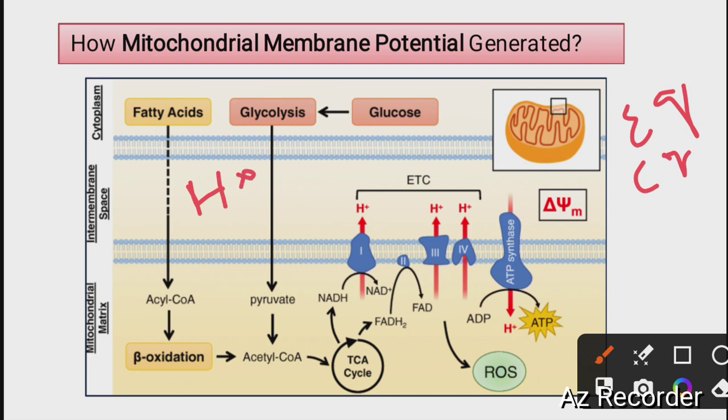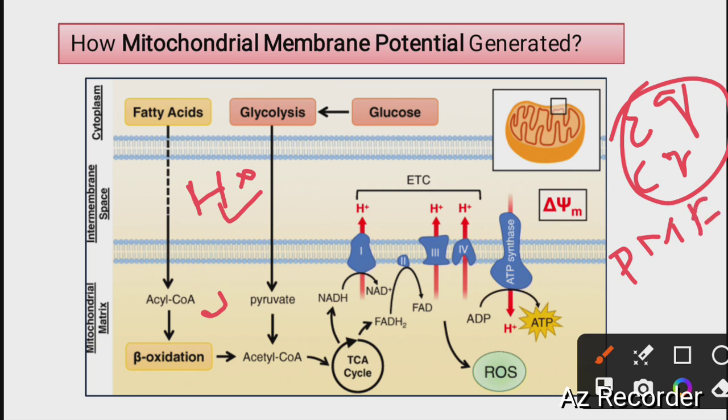The proton concentration will be higher in the intermembrane space, and in the matrix the concentration is going to be decreased, right? So together, these two form the electrochemical gradient, also called the proton motive force, simply the PMF. This is what occurs. And next step, what happens? Membrane potential generation. The combined effect of charge separation and proton concentration difference creates what? The mitochondrial membrane potential.